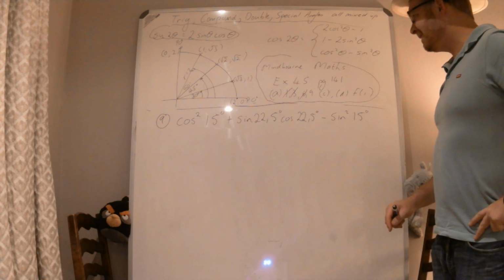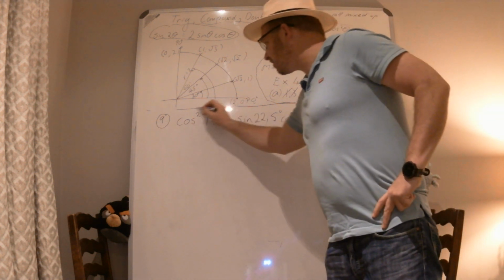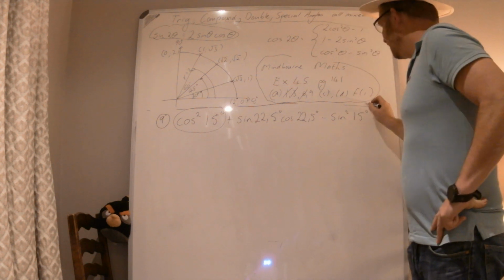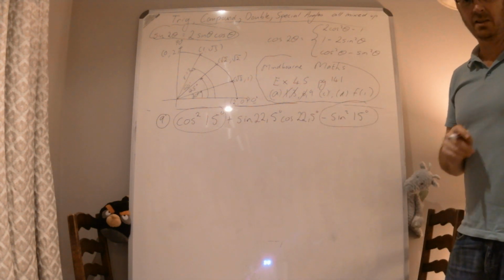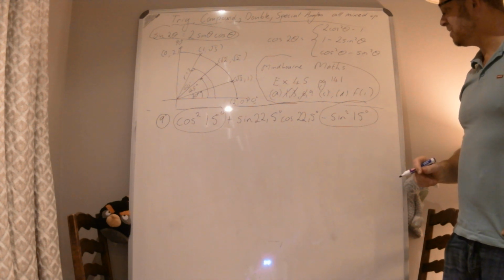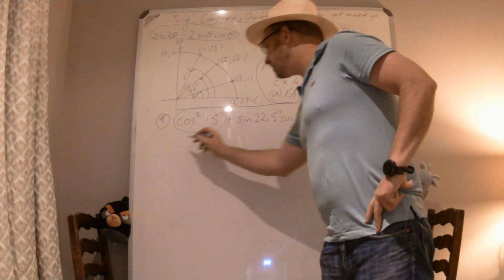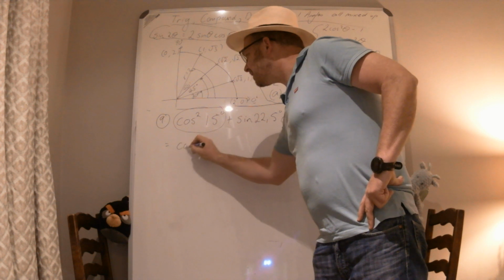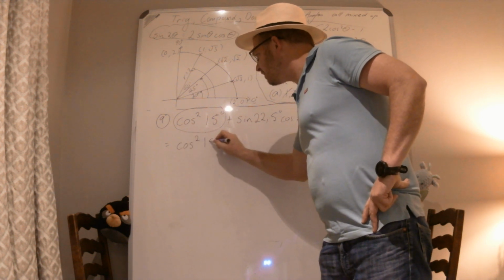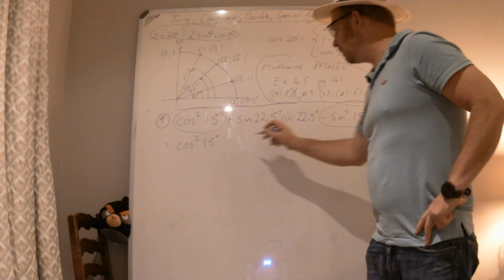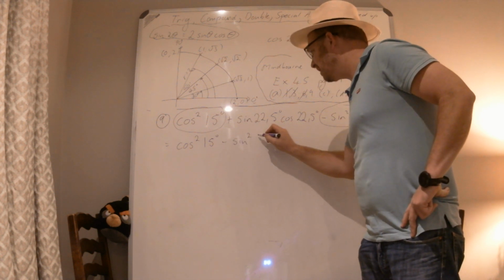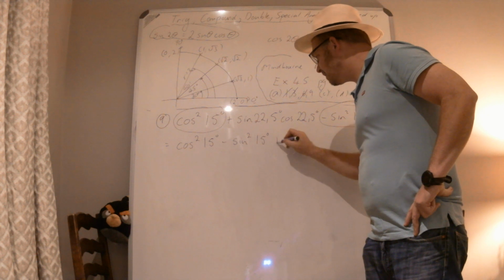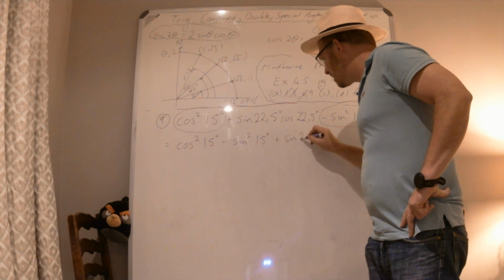Okay, the question here is evaluate this without a calculator. And double angles should scream at you because double 15 is 30 and double 22,5 is 45, and 30 and 45 are special angles. So if you want to put the 15s together, remember, always try to do these questions first before you go through the answers with me here. Minus sine squared 15 degrees. I'm just rewriting it.